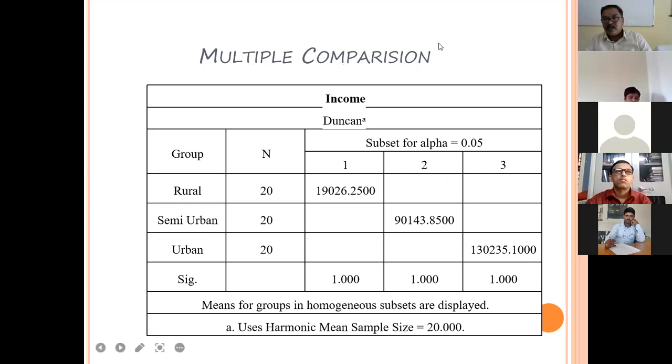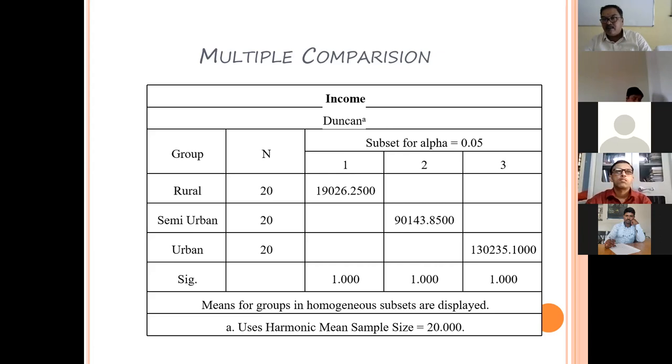Multiple comparison test, again the same thing, I have different values. So rural, semi-urban, urban, and the income, I just gave the name income. This is the Duncan test, and this is homogeneous subsets. It gives homogeneous subsets by using the harmonic mean method. So the Duncan gives you homogeneous subsets, meaning if the values of the different groups are the same, then they will be in the same group. If the values differ significantly, then different subsets will be created at the 0.05 level of alpha.